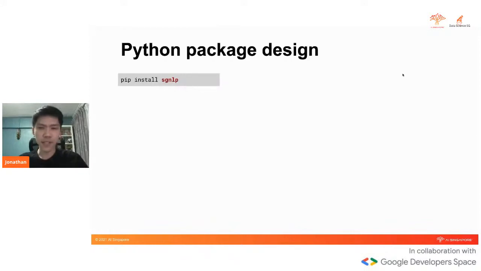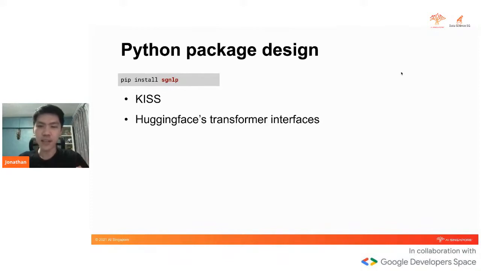One of our first tasks was to decide on how we want our open source Python package to look like. We believe in the KISS principle, which is to keep it simple. We don't want to create another framework for folks to pick up.